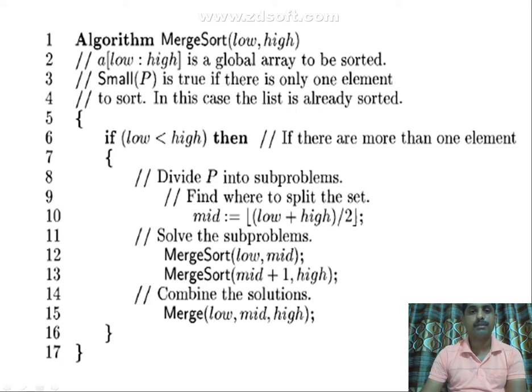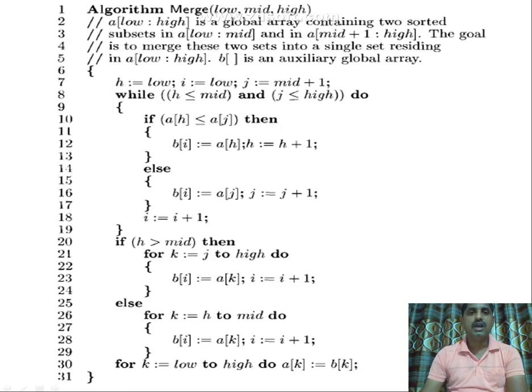So we have merge sort of low comma mid and merge sort of mid plus 1 comma high. Then how do we merge, that is, low comma mid comma high? We go for the next algorithm. See here, algorithm merge of low comma mid comma high.